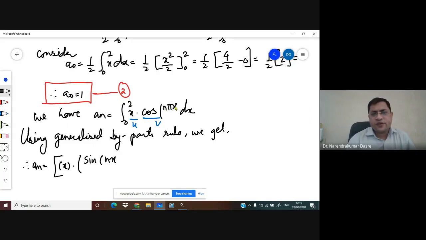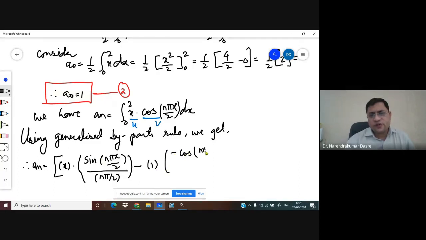So here we have n pi x by 2. So here we get n pi x by 2 upon n pi by 2, minus the derivative of this term, which is going to be 1, and integration of this, so minus cos of n pi x by 2 on n pi by 2 bracket square, and here we have the limit 0 to 2.